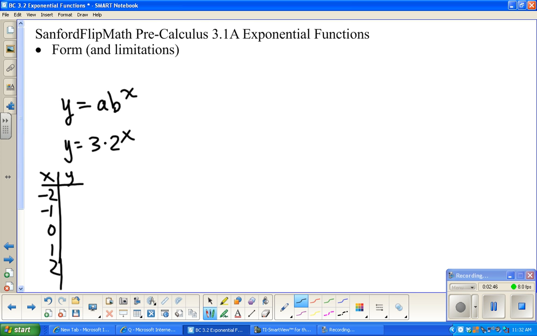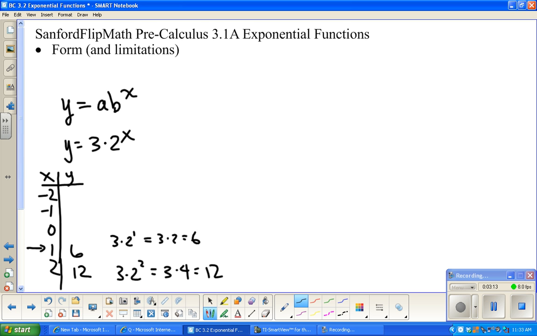You're going to have to remember some rules about exponents here. For instance, I'm going to start with 1 because I think that's easier to work with. 3 times 2 to the 1, well, 2 to the 1 is 2, so this is 3 times 2, also known as 6. 3 times 2 to the second would be 3 times 4. Just a reminder that exponents have to be dealt with before we do any multiplying.